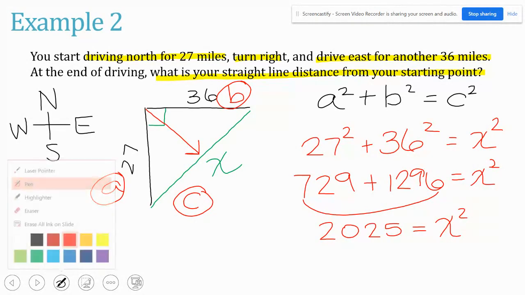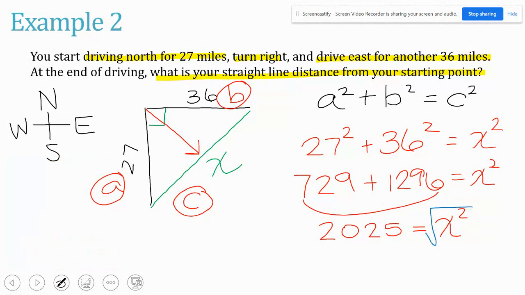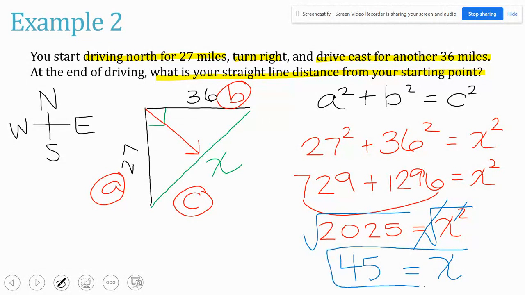We want to get the X by itself, so we got to find the square root of both sides of this equation. Square root and the square cancel, so we're left with X over here. And then 2,025 is a perfect square. The square root of that is 45. So I believe for this Delta Math assignment, you are going to be dealing with whole numbers. So that means that this distance from our starting point to our ending point is 45 miles, right?